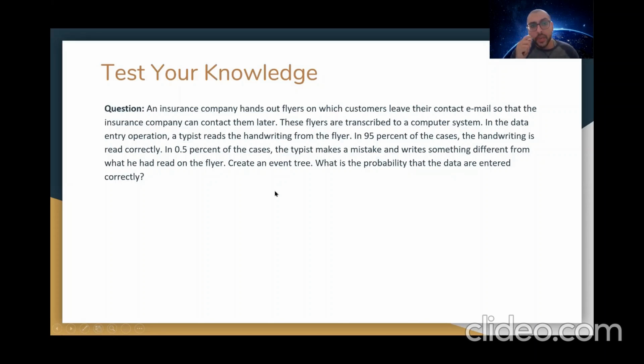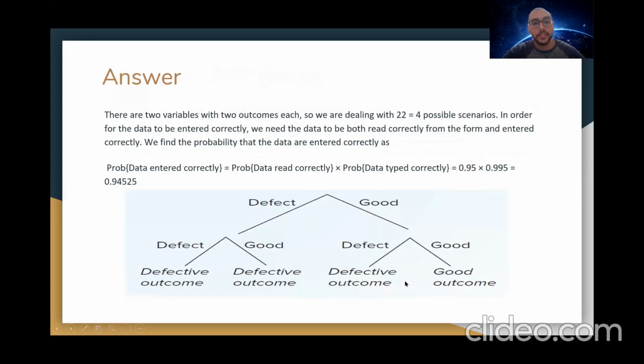So this pretty much follows the assembly line example. If an error happens somewhere, so if the person who's reading the flyer reads it incorrectly or enters it into the system incorrectly, we will have a defective outcome. So there is no place for error. And let's take a look at the answer.